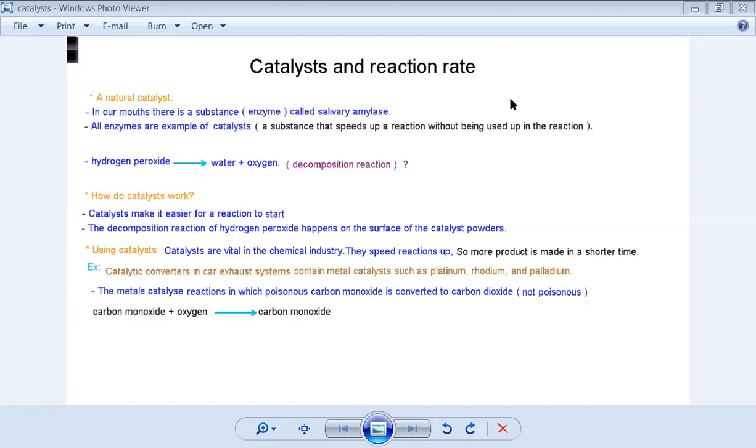So we have natural catalysts inside our body, starting from our mouth. The whole digestive system uses catalysts to speed up the reaction, which is digesting the food. So in our mouth, we have a substance which is an enzyme. The enzyme is a catalyst called salivary amylase. Do you remember when we tried this in the classroom, to keep a piece of bread in our mouth?